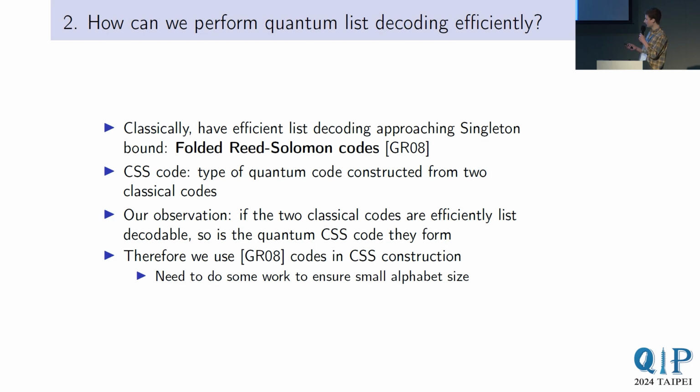And so it turns out that these folded Reed-Solomon codes satisfy all the orthogonality conditions you need for CSS, and you can make them work in a CSS construction. There are a number of complications. You have to be careful how you define things, especially with this folding. You need to do some work to ensure small alphabet size, which I'll talk about more later. But at a very high level, we really are just using this classical code and sticking it directly in a CSS construction. And out of this, we get efficient quantum list decodable codes up to the quantum singleton bound.